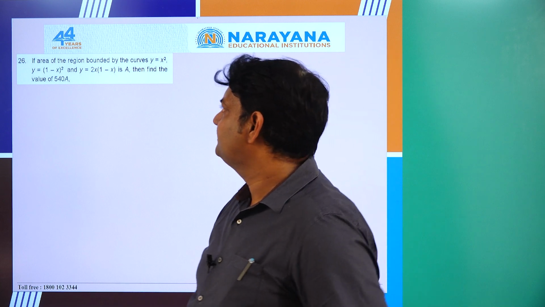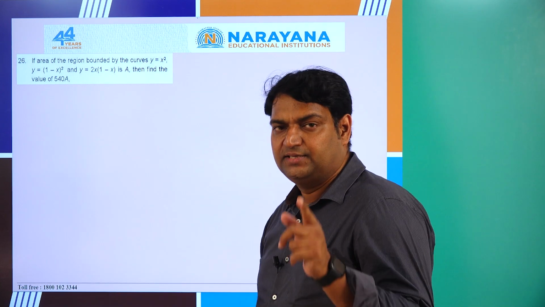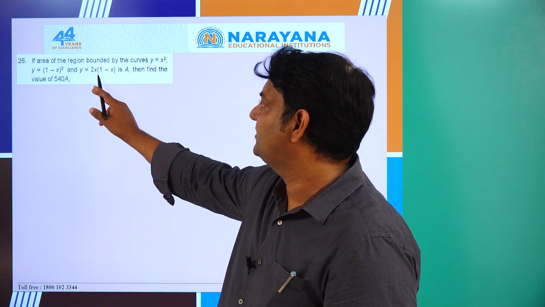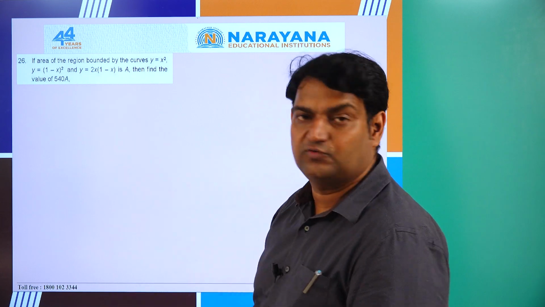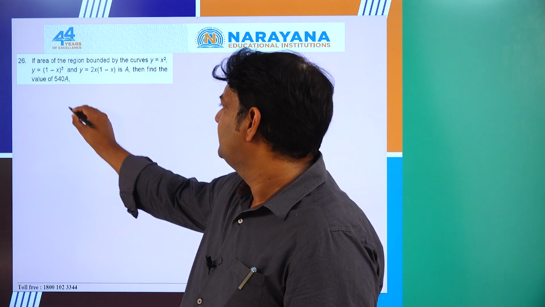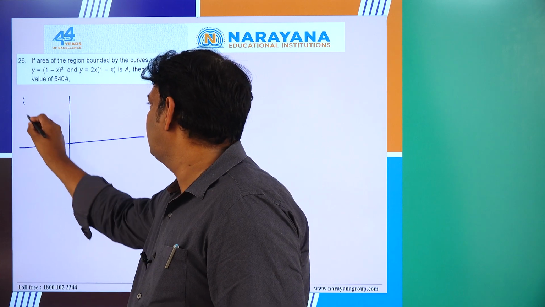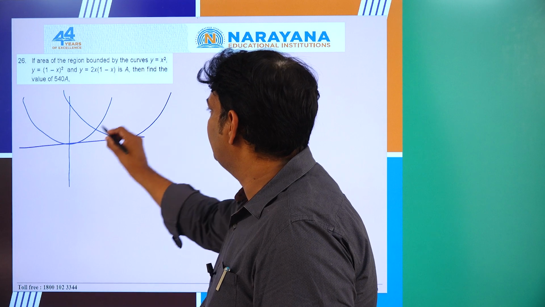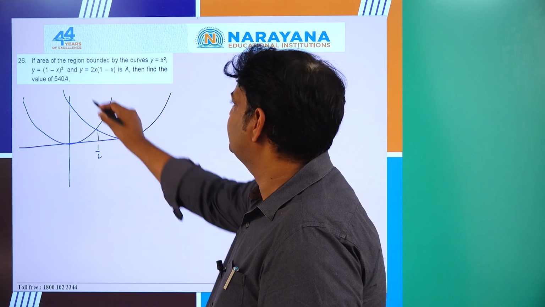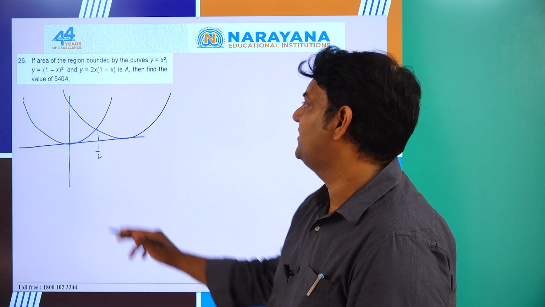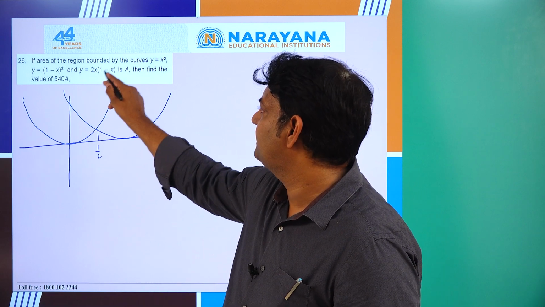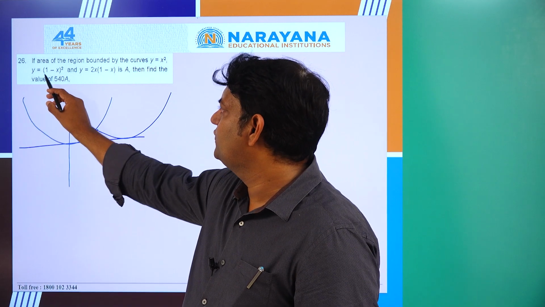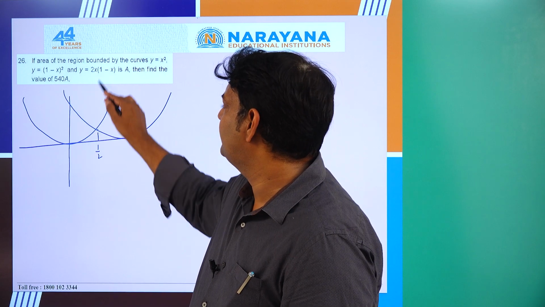Area bounded by the two curves, three curves in fact. If you observe, a similar question was asked in IIT JEE Advanced also, but instead of 2x into (1 - x), they gave 3x into (1 - x). So again a very simple problem. y = x square, y = (1 - x) whole square, and this intersection point is how much? x square is equal to (1 - x) square, clearly 1/2. If you put 1/2 here, at x = 1/2 this is 1/4.